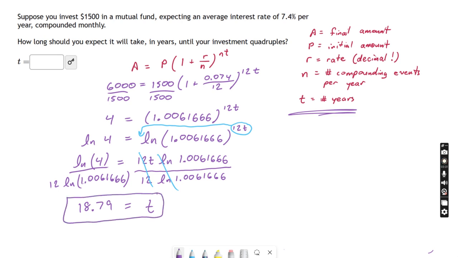which is not unreasonable. I mean, we're talking about quadrupling an investment. That's a pretty good return, so you'll have to wait a little while.